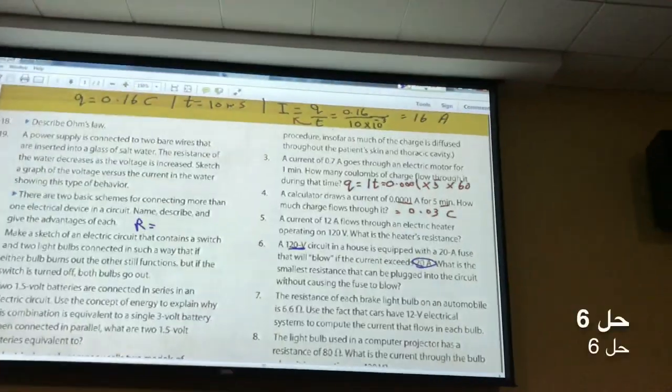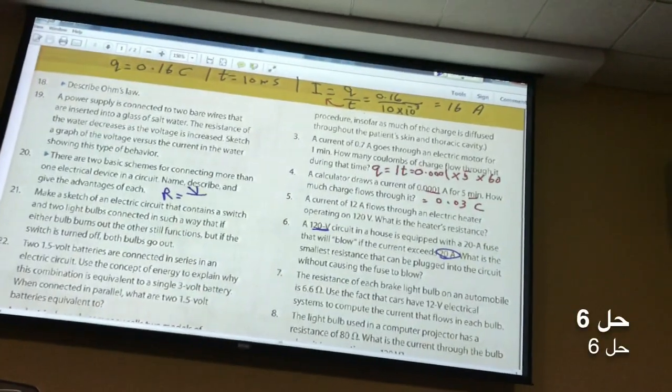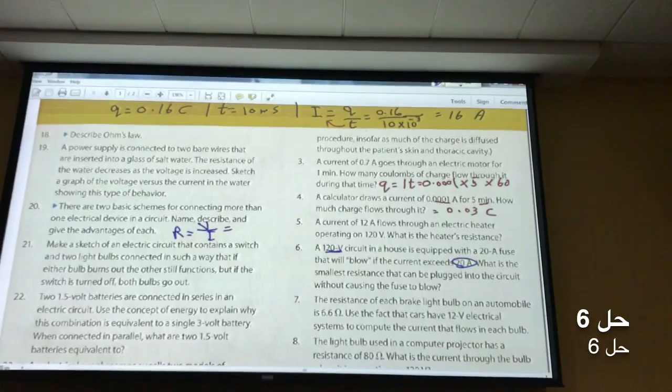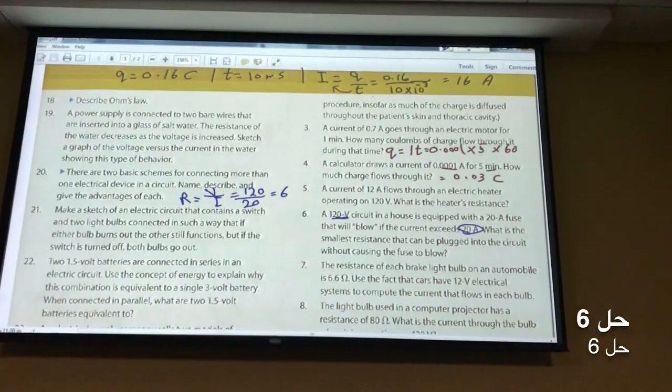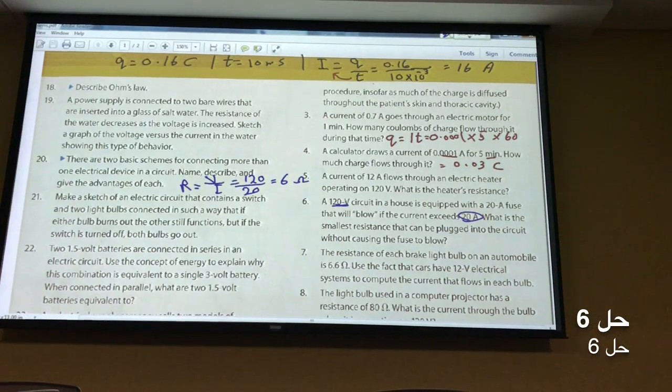120 over 20 equals 6. V over I, what is V? 120 over 20 equals 6. This is the unit ohm.